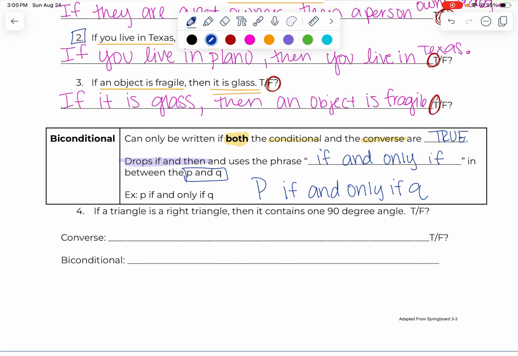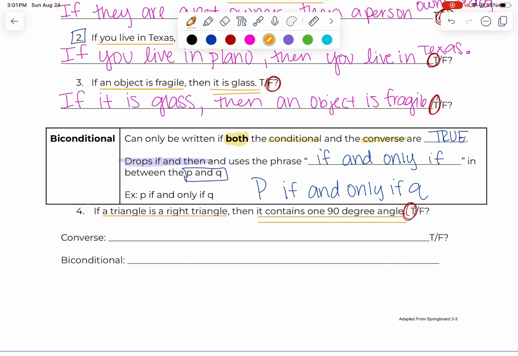So here is our conditional statement. If a triangle is a right triangle, then it contains one 90-degree angle. Is that statement true or false? This statement is true. So now I need to identify my hypothesis and my conclusion. Remember, hypothesis is after the word if, so a triangle is a right triangle. Conclusion is after the word then. It contains one 90-degree angle.